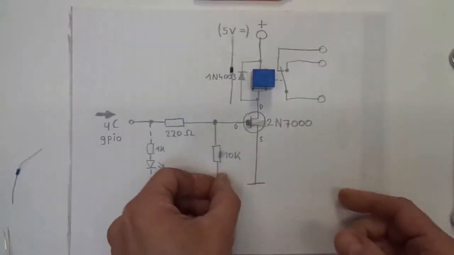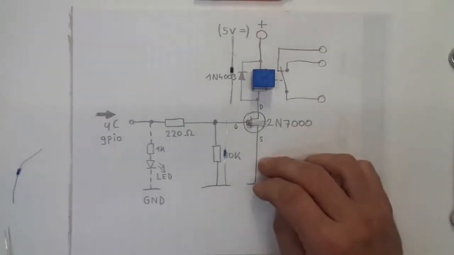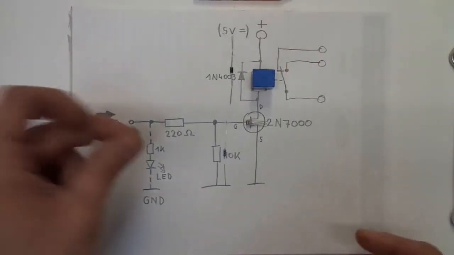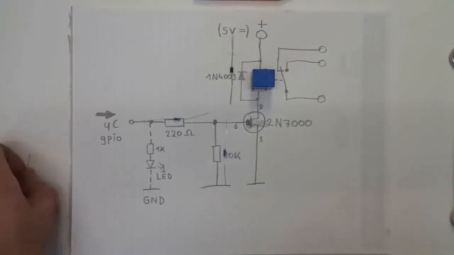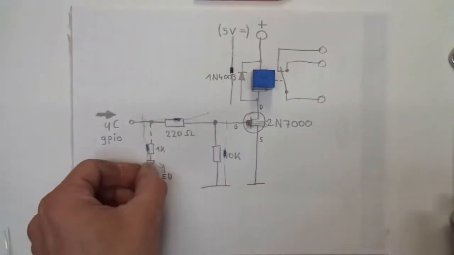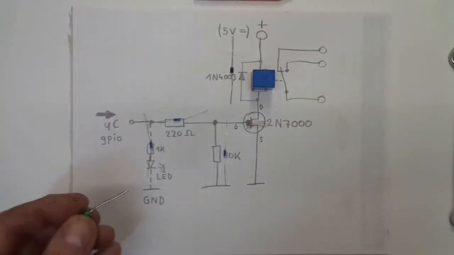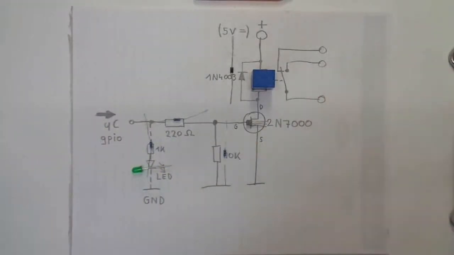And the pull down, 10K pull down to properly switch off the field effect transistor, that's very important. Here are the 220 ohm. Here is the resistor for the LED, which is obviously not necessary for the circuit, but nice to have. And here is the control LED. That's all you need for your relay shield. And let's get started to build it.